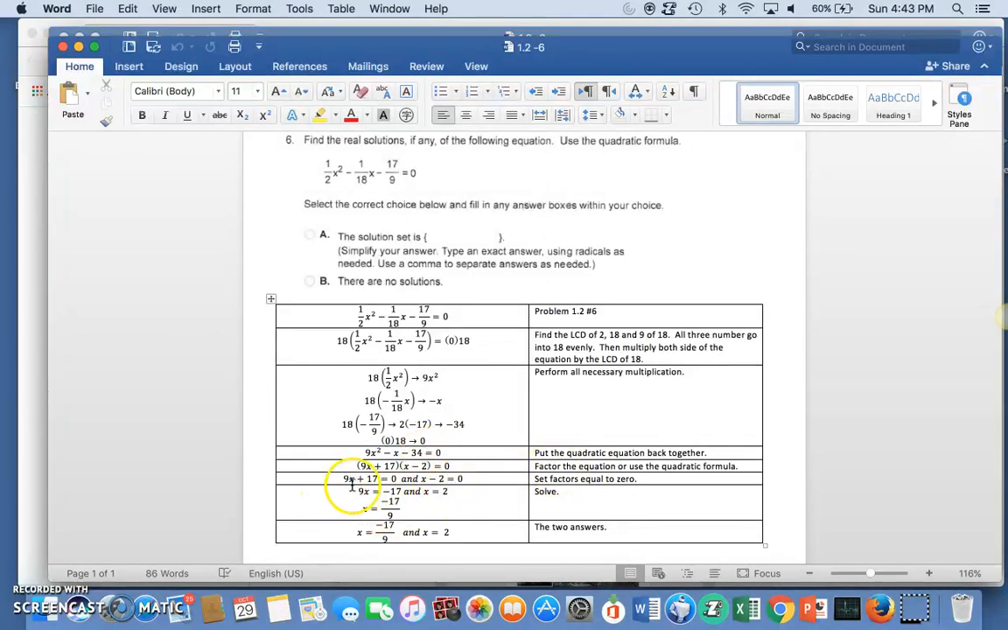Let's go with that. Set the factors equal to 0. 9x equals negative 17. Divide both sides by 9. x equals negative 17 over 9. x minus 2 equals 0, so x equals 2. So your two answers are x is negative 17 over 9 and x equals 2.